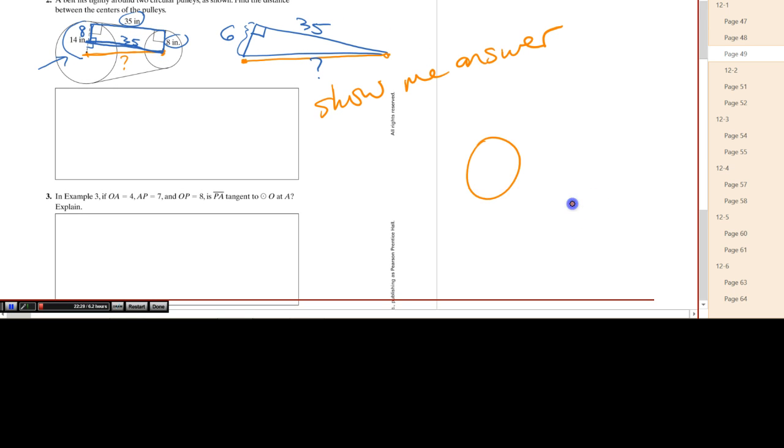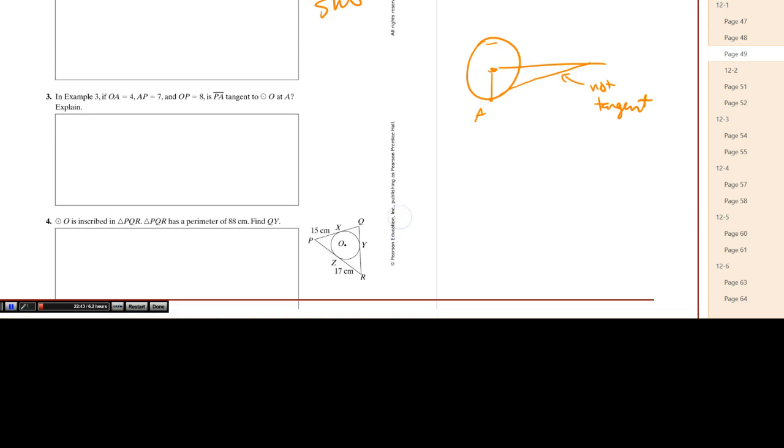In example 3, where we had O and A, and this wasn't the tangent, that's what they're talking about here. If we knew that O to A was 4, and A to P was 7, and O to P is 8. Now again, they're giving you new numbers and asking you to check the math.